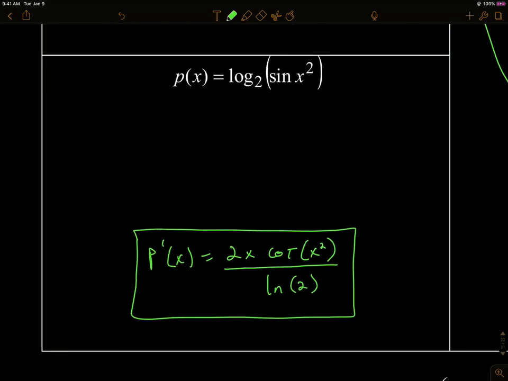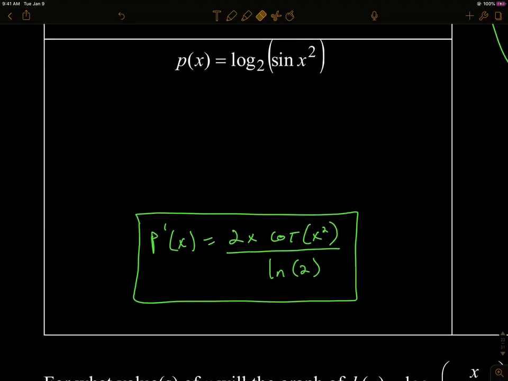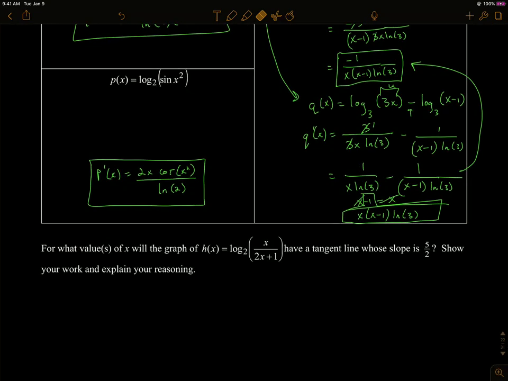Here, the properties do not apply. I cannot pull this squared down because it's not this whole function squared. It's just the x squared, which is inside the sine. So you can't bring that 2 down here. You just got to go after it and see if you can get the answer.